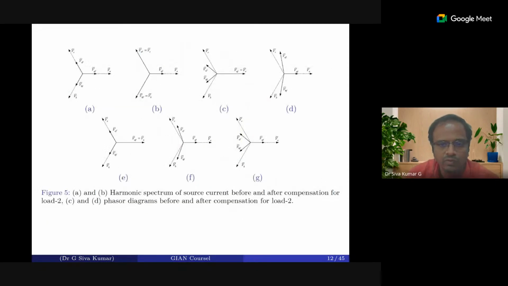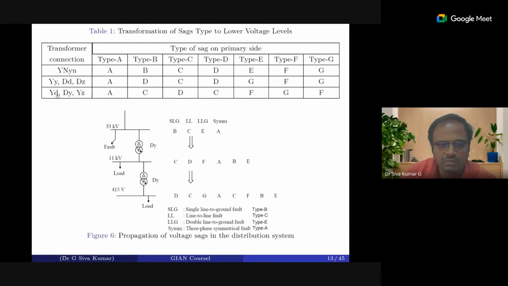Now, there are different types of voltage sags based on the type of transformer connection. You can see this particular system diagram: you have a single line to ground fault at 33 kV. At 11 kV it has become a type C, and from the 11 kV line to 415 volts it is going to be type D. They have categorized the single line to ground fault as type B, line to line fault as type C, LLG fault as type E, and symmetrical fault as type A.